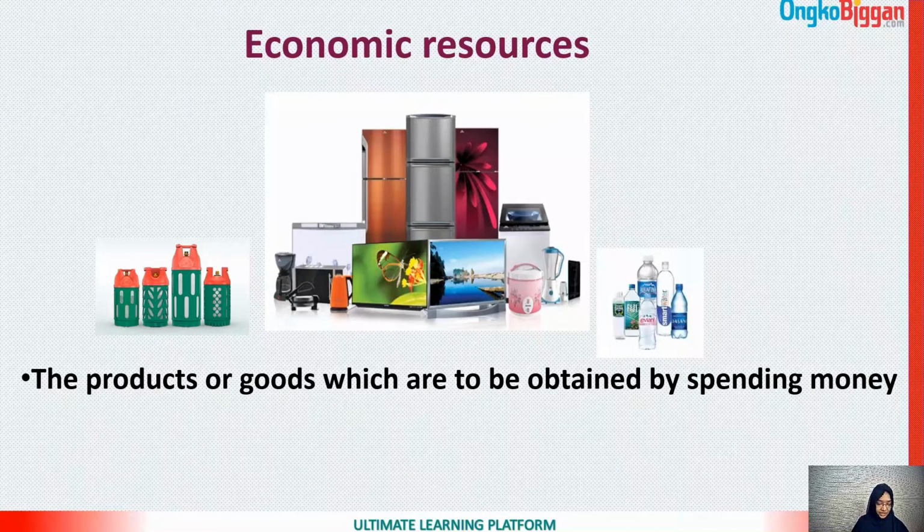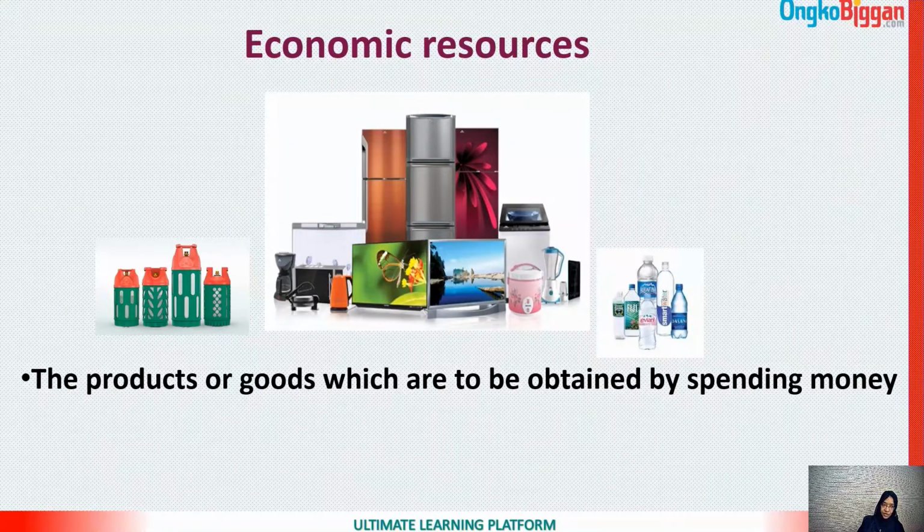To an economist, everything is not a resource. The products or goods which are to be obtained by spending money are considered resources in economic knowledge. We also call them economic goods. For example, houses, furniture, and television are visible material resources, and the doctor's service and the teacher's lessons are invisible or non-material resources. But to obtain these things, money has to be spent.